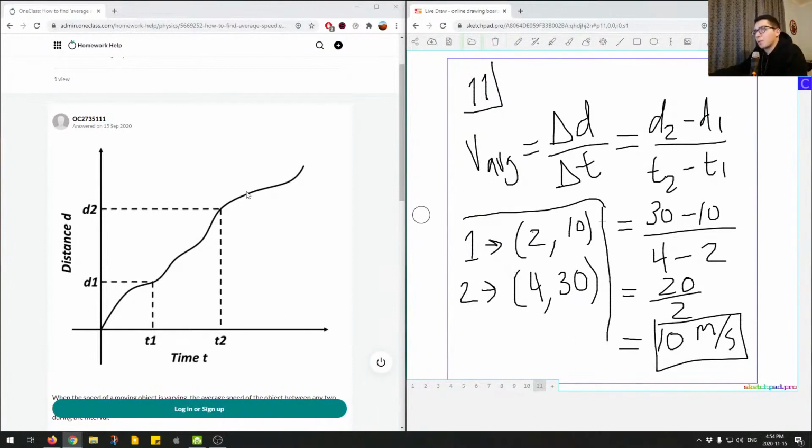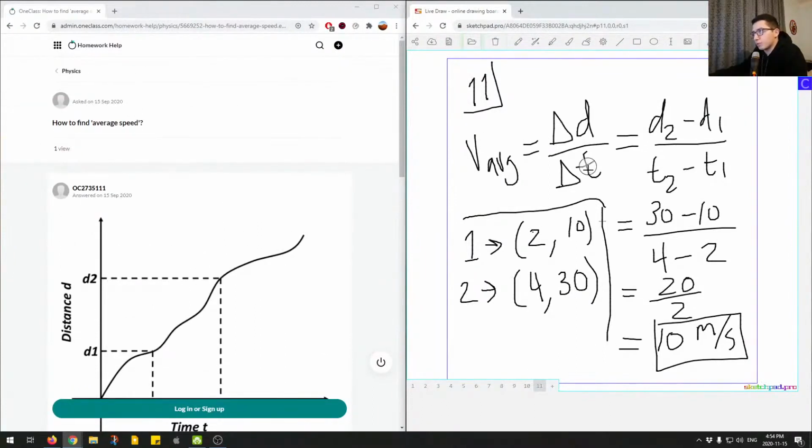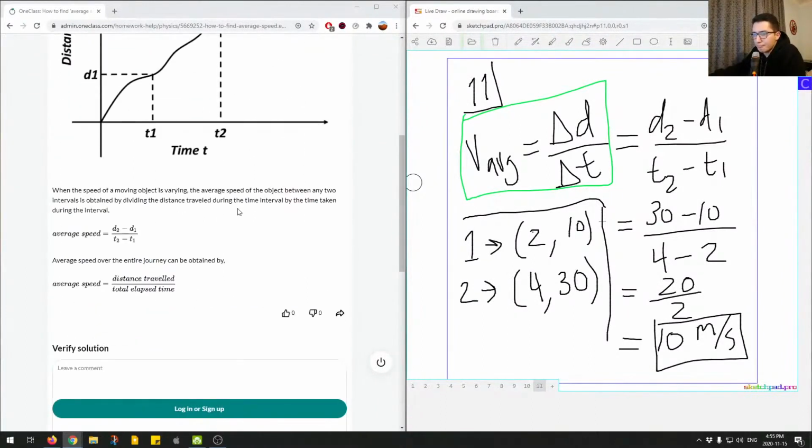So this is kind of a rough example of how you'd find the average speed, but really the main equation that you want to use here is this right here. This is really the main equation that you care about for any question that you're given where you have to calculate the average speed of a system.